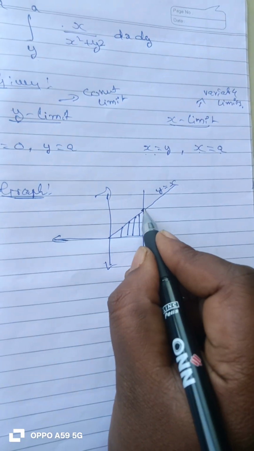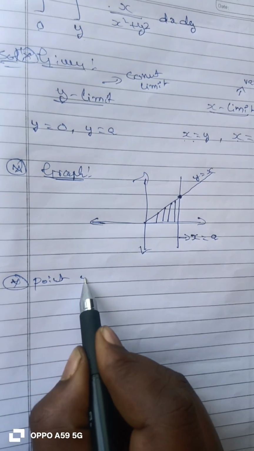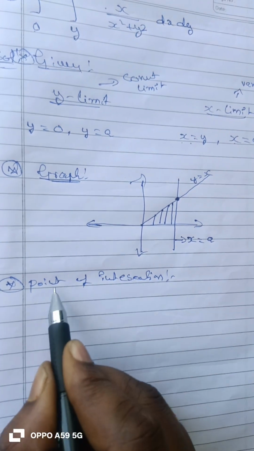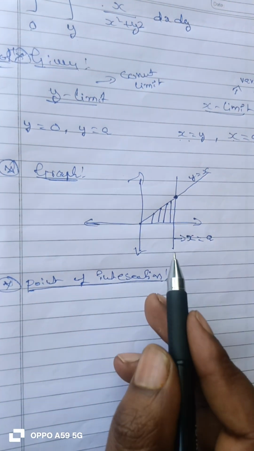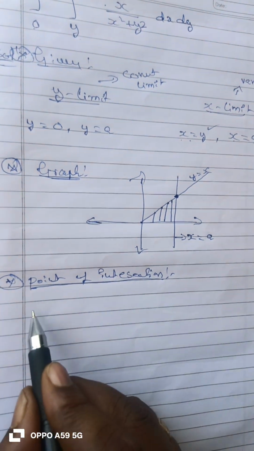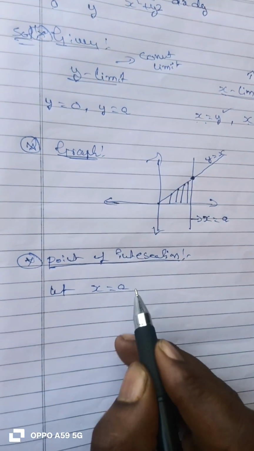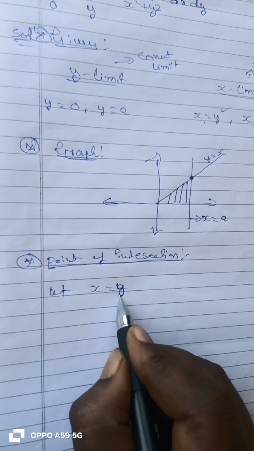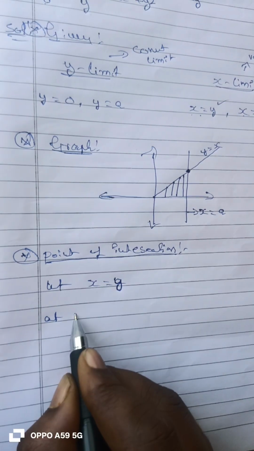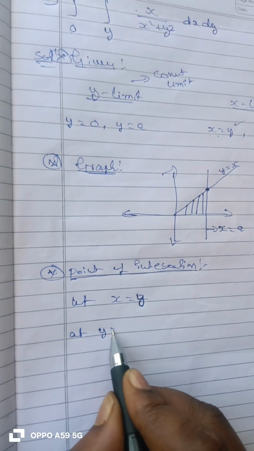So we need to find out the point of intersection. To find the point of intersection, as I told you, we have to take any one curve. So let x is equal to y. In this particular place we have to take it as y limit, isn't it? Y limit, y is equal to 0.